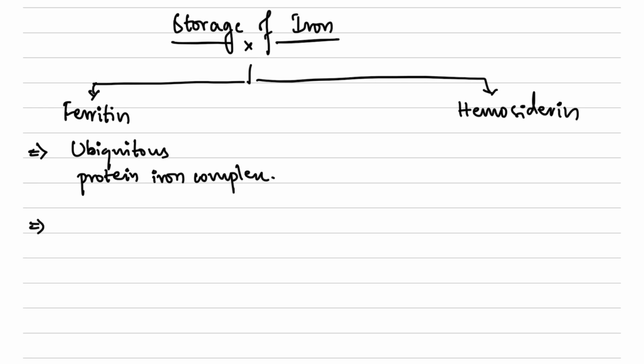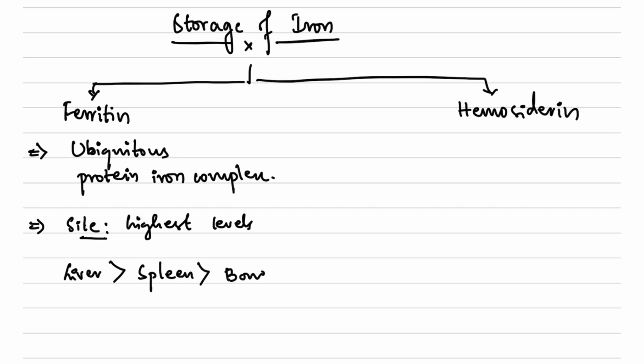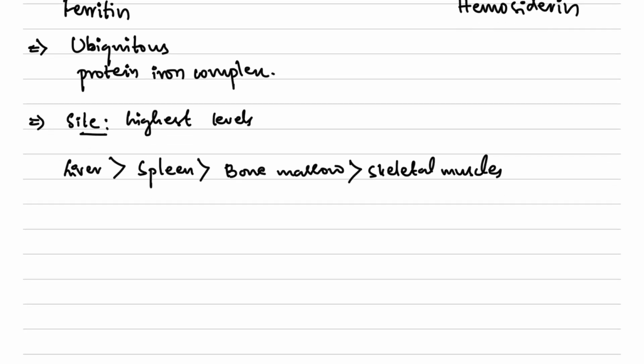And where is it found? It is majorly found, we'll go in the highest order, in the highest levels, followed by the lowest. Based on the highest levels, the first site, as you guessed it right, is the liver, followed by the spleen. Then we have the bone marrow, and then skeletal muscles. So this is the order. Highest levels are found in the liver, followed by spleen, bone marrow, and the skeletal muscles.